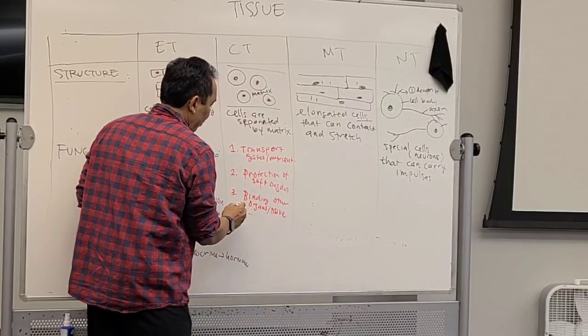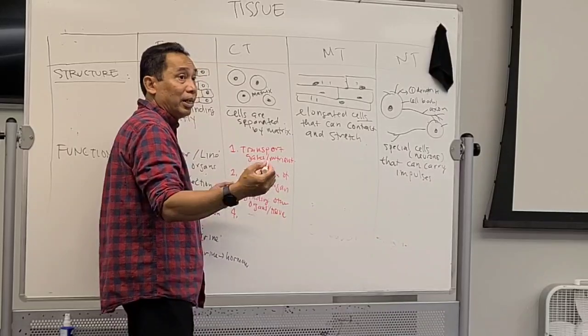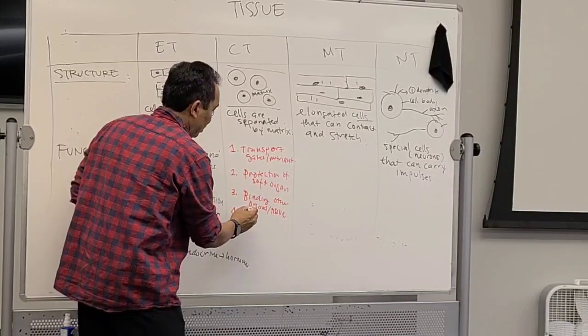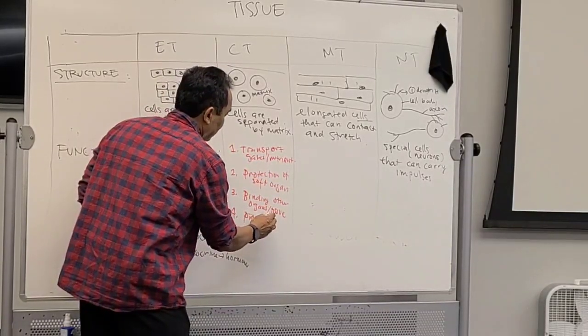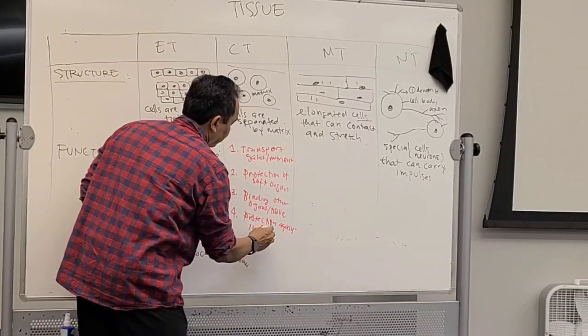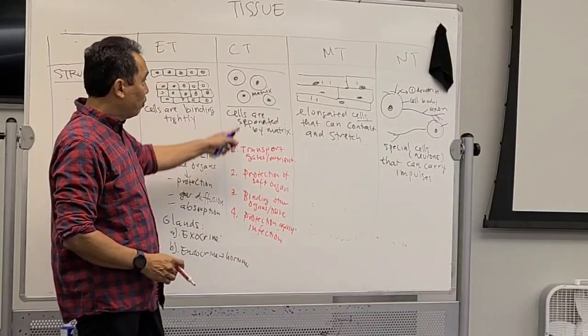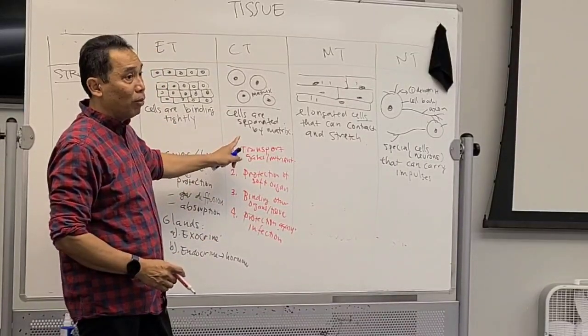If it is white blood cells, what is the function? Protection against disease, protection against infection. So many functions of this connective tissue. We're going to see them one by one later.